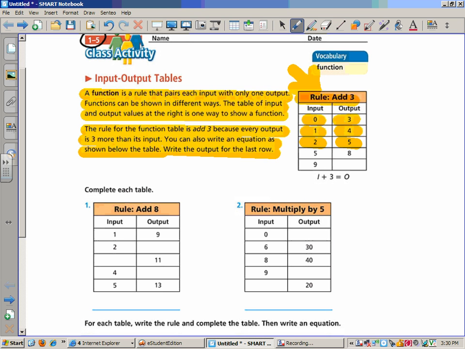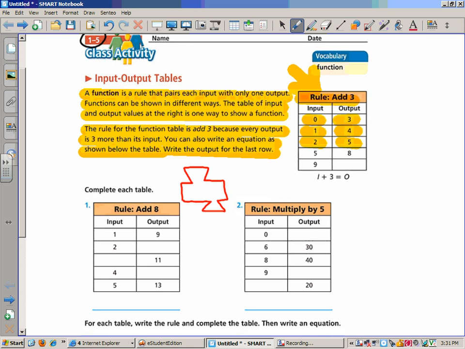I always remember functions because unfortunately when I was in elementary school I didn't know anything about functions or function tables. It wasn't something that we talked about. So it wasn't until college that it was brought up. But I always kind of think of this function machine.